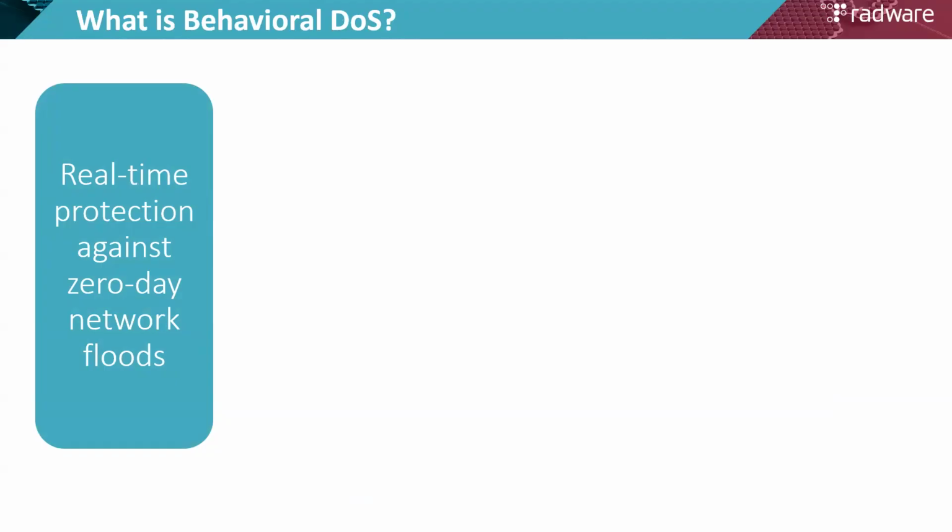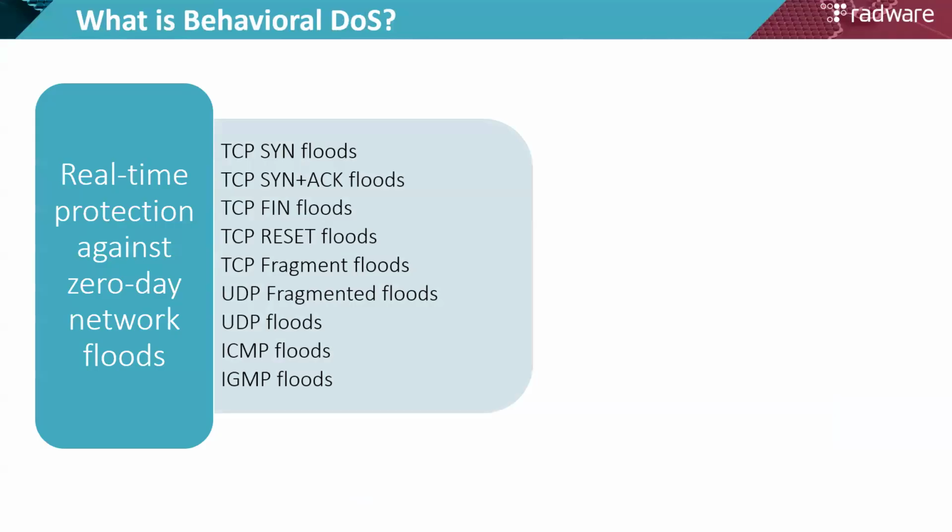So what kind of attacks does BDOS protect you against? It can protect you against TCP SYN flood attacks, TCP SYN plus ACK floods, finish floods, reset floods, fragmented floods, UDP, ICMP, and IGMP floods. So these are some of the flooding kinds of attacks or volumetric attacks which the behavioral DOS engine can mitigate in near real time. Okay.